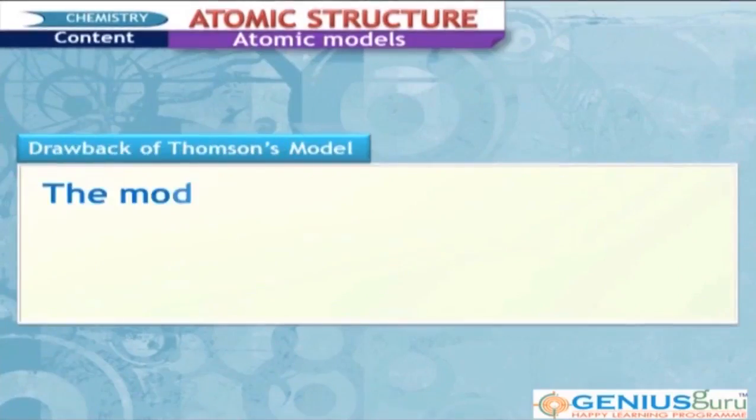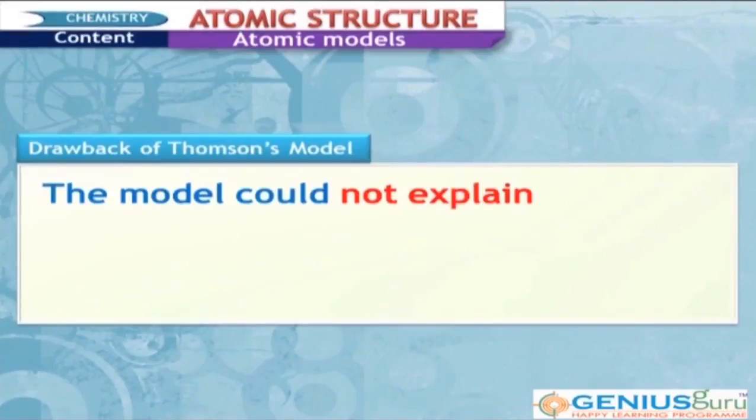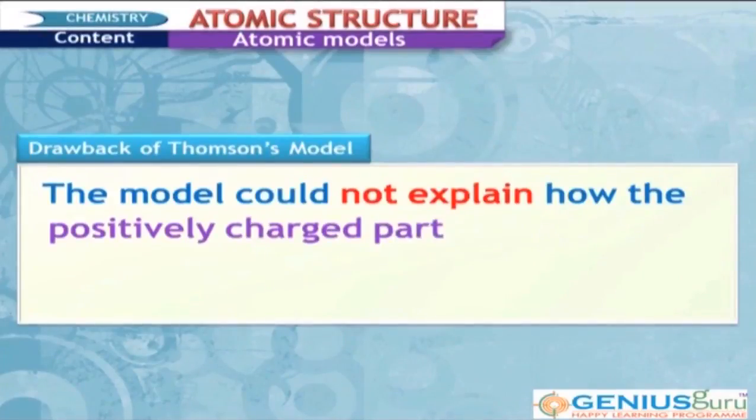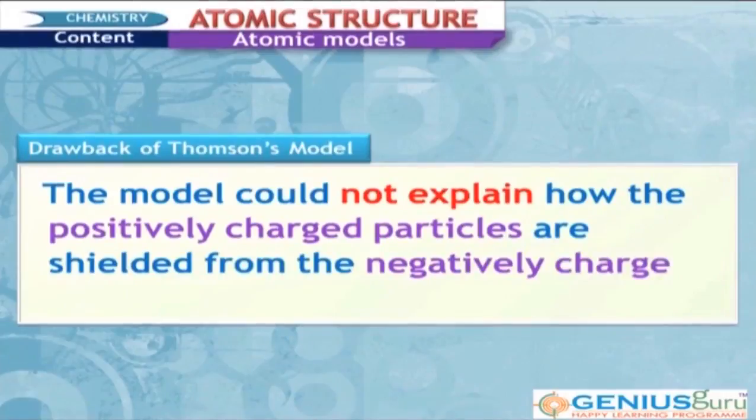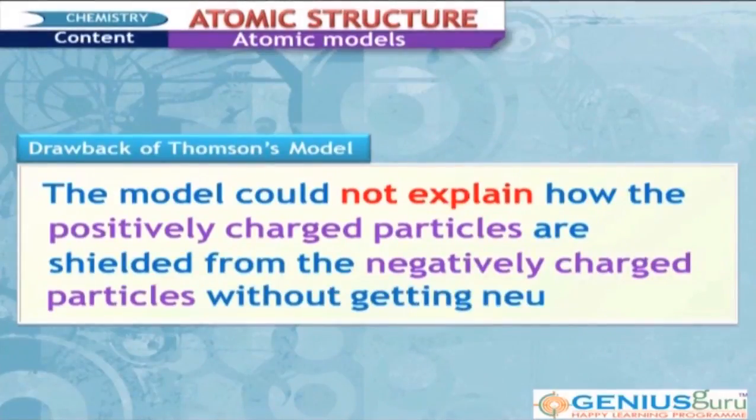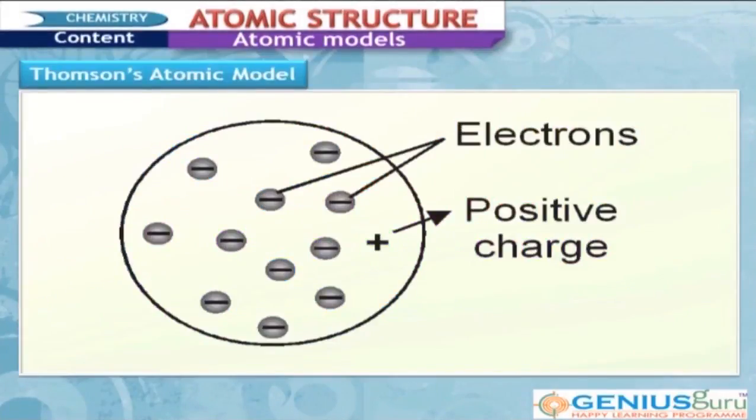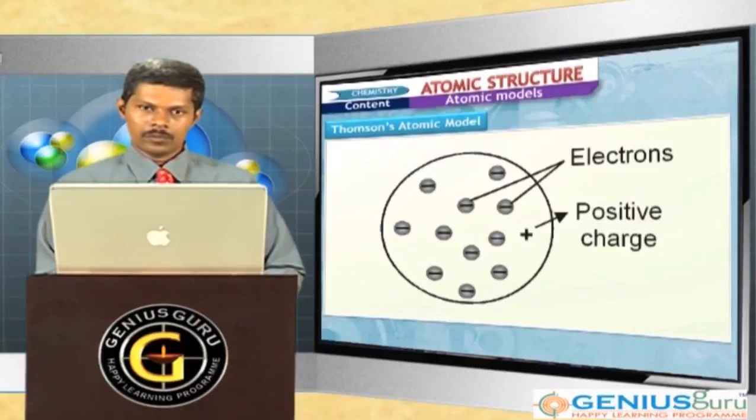These limitations are, let us see, the model could not explain how the positively charged particles are shielded from the negatively charged particles without getting neutralized. This positive charge, and inside it electrons are present. There is some attraction between these two, so that these electrons may come close to the nucleus, so matter should collapse, but the atom is stable. Here a valid explanation was not given by the Thomson atomic model.